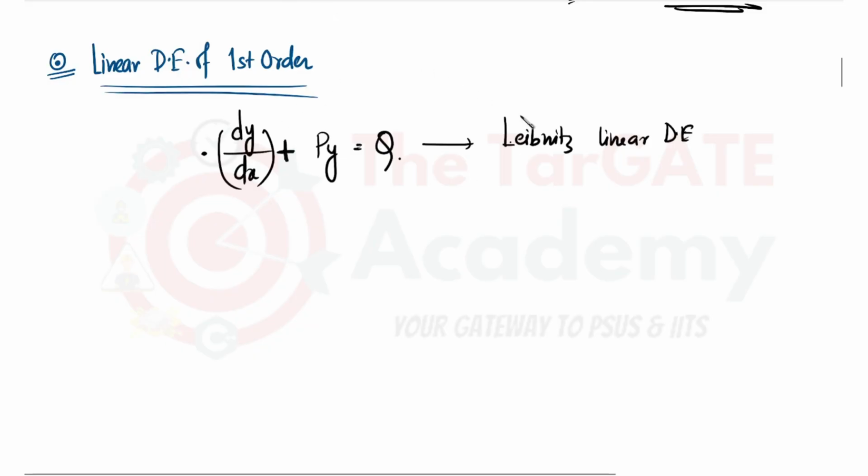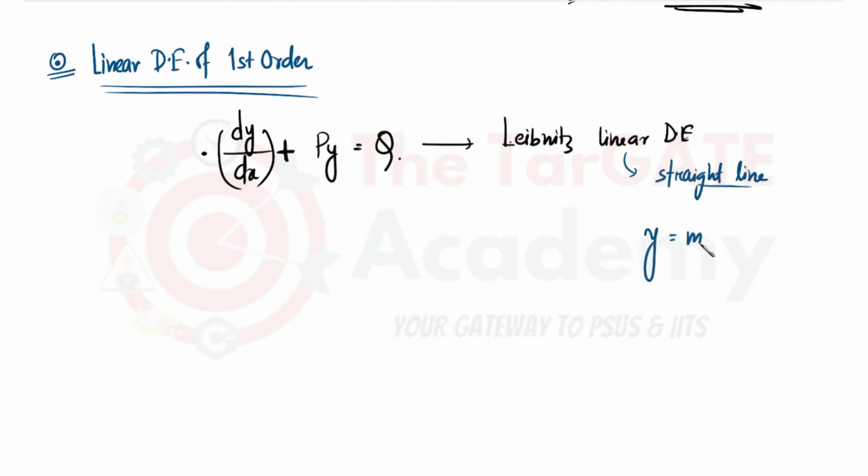Now, why is it linear? What does linear mean? Whenever we talk about linear, what strikes our mind is the straight line equation, like y is equal to mx plus c. This is the equation of a straight line because both the variables, be it dependent or independent, have degree of 1. Both will have degree of 1. Okay? So this is a differential equation.